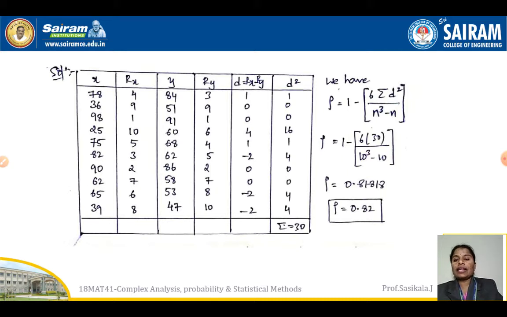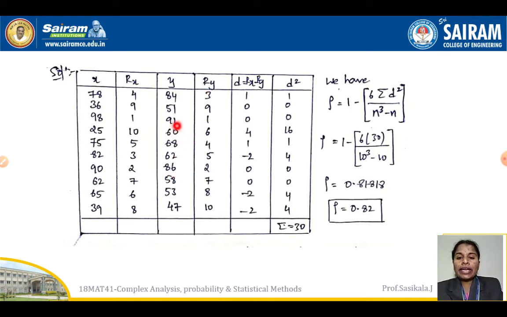Okay, so you can see that the highest one here is 98, that is the first rank. The next highest is 90, that is the second rank. And the next highest, 82, is the third rank. Then 78 is the fourth rank, 75 is the fifth rank, and 65 is the sixth rank. 7th rank is 62. After 62, we don't have any other 50s or 40s. I have only 39, that is the 8th rank. Then 36 is the 9th rank, and 25 is the 10th rank. Got it?